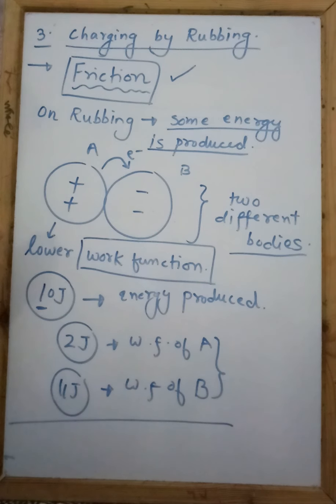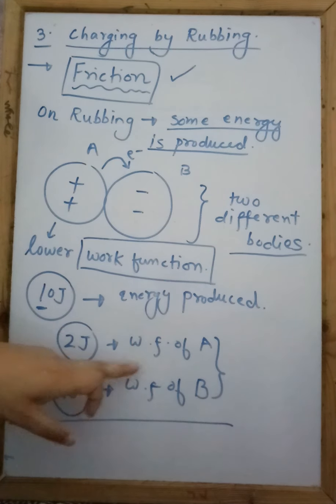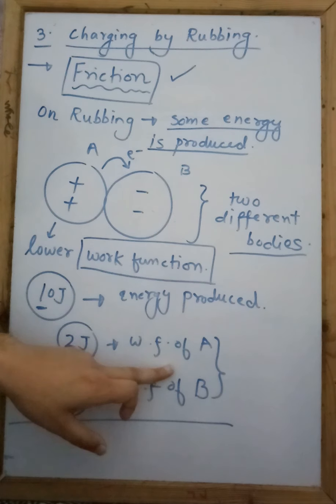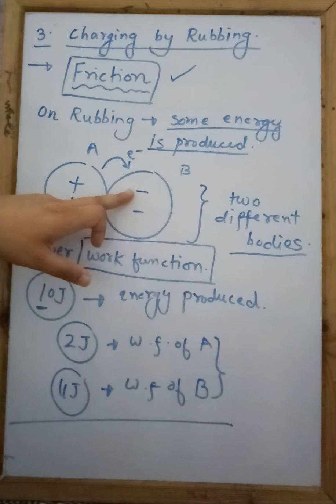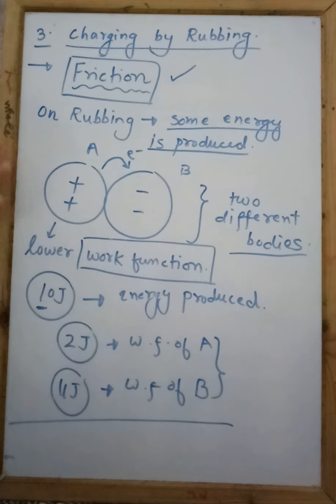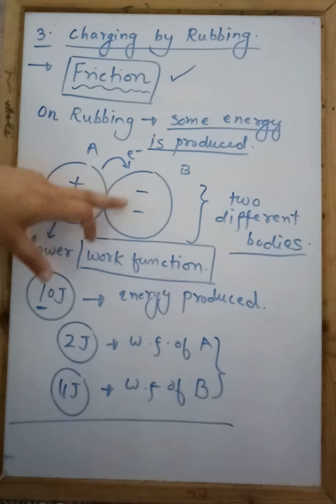So very important point to keep in mind is that work function जिस body का कम होगा, lower the work function, that body will acquire a positive charge, higher the work function, that body will acquire a negative charge. So there is an example for that. अगर आप if you rub glass rod with a silk cloth, then the glass rod will acquire a positive charge and the silk cloth will acquire a negative charge.